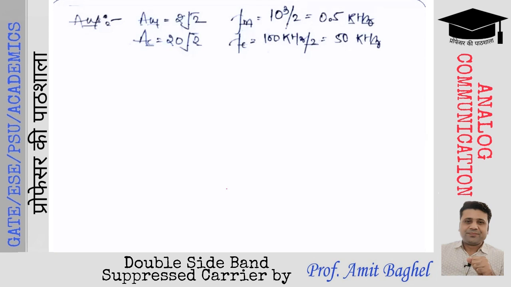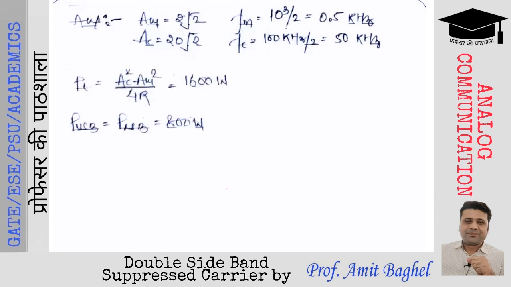उसके बाद देखते हैं पूछा क्या गया है। सो पीटी पूछा गया है आपसे। पीटी की वैल्यू आपको पता है, AC स्क्वायर AM स्क्वायर डिवाइड बाय 4R. दिस इज द वैल्यू ऑफ पीटी, टोटल पावर AC स्क्वायर AM स्क्वायर डिवाइड बाय 4R. इफ R इज नॉट गिवन, यू शुड ऑलवेज टेक इट्स डिफॉल्ट वैल्यू विच इज इक्वल्स टू 1. AC स्क्वायर AM स्क्वायर डिवाइड बाय 4 कैलकुलेट करेंगे, यू विल गेट द वैल्यू 1600 वॉट्स. दिस इज द टोटल पावर.